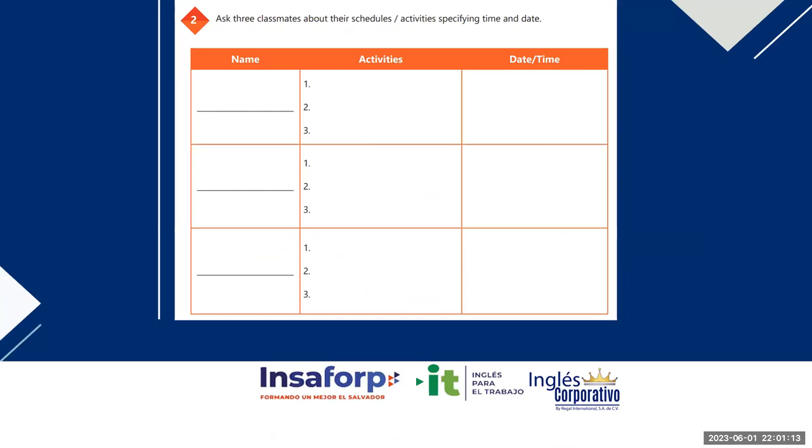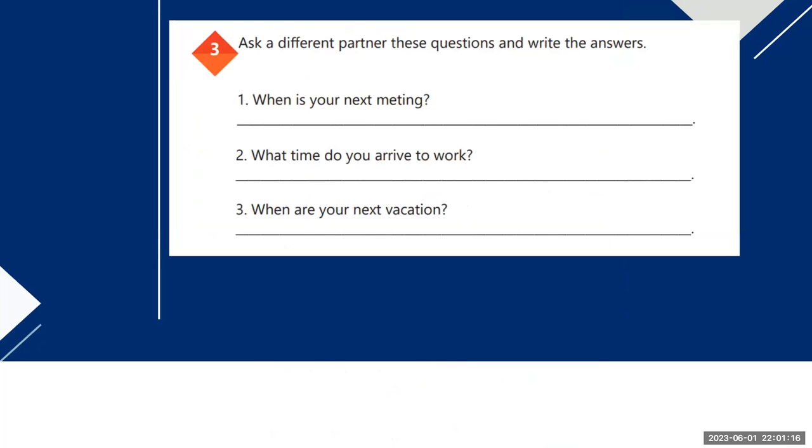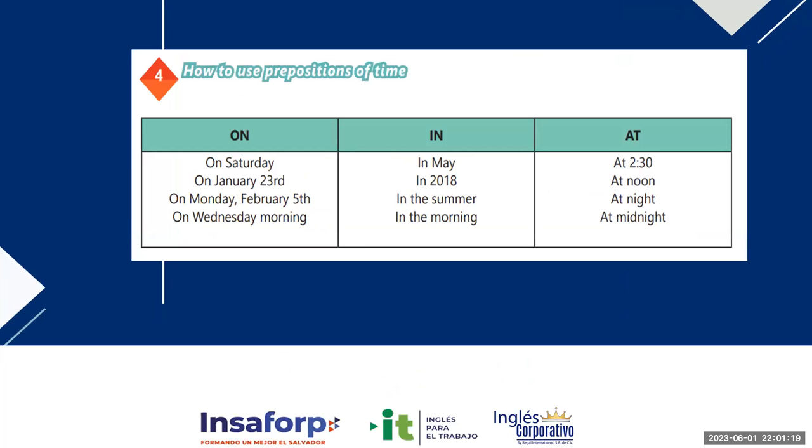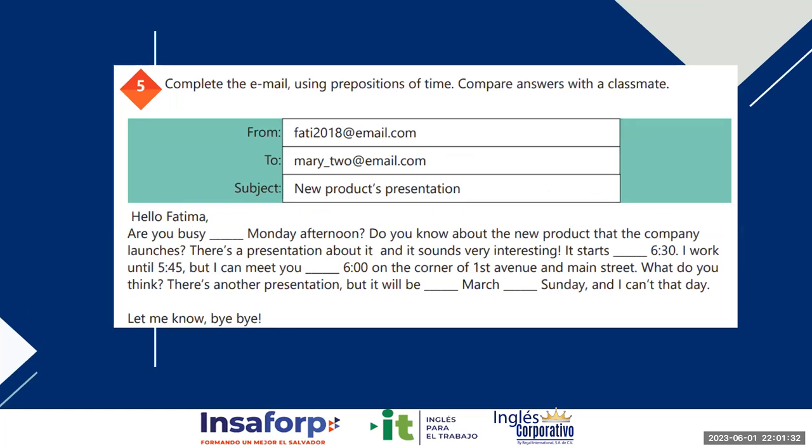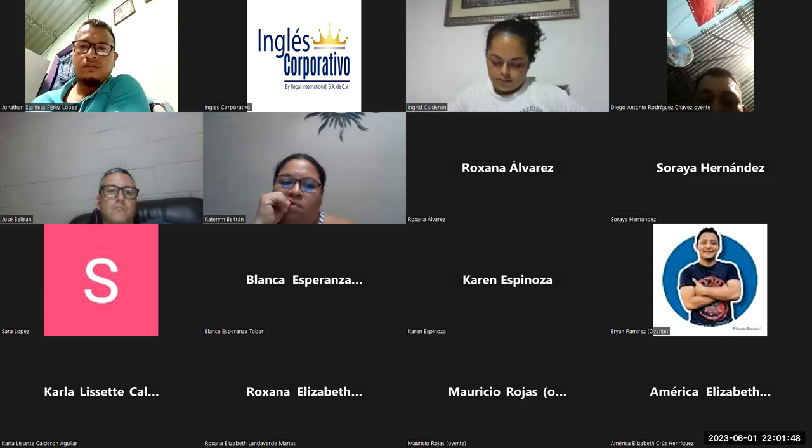Okay, hold on a second, please. Okay, what we have here is the explanation how we are going to classify each one. Eso es como íbamos a hacer la clasificación, cuáles van con on, cuáles van con in, cuáles van con at. Que ya hablamos de eso. And you can complete exercise number 5 that had to do with email address. Okay, hold on a second, please. I'm going to stop sharing. Let me see the time that we have.